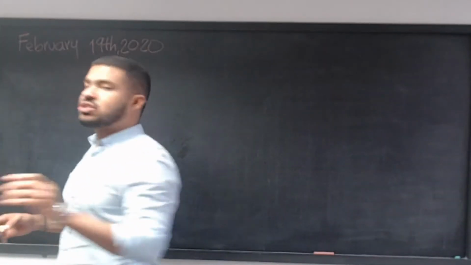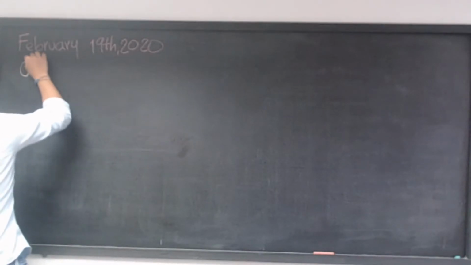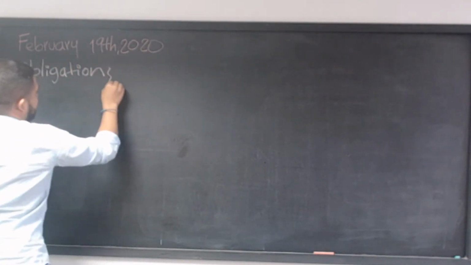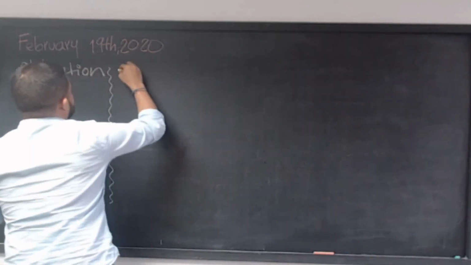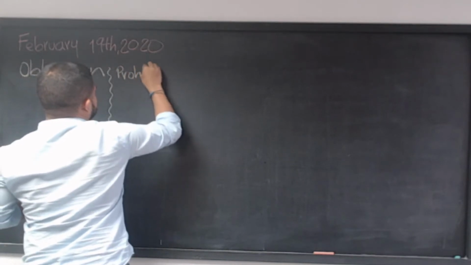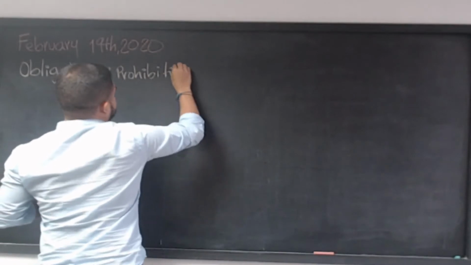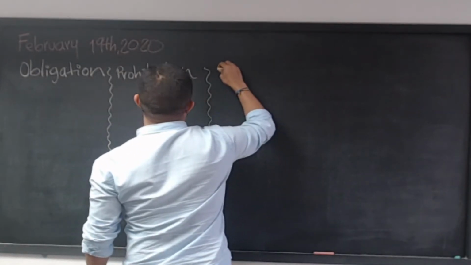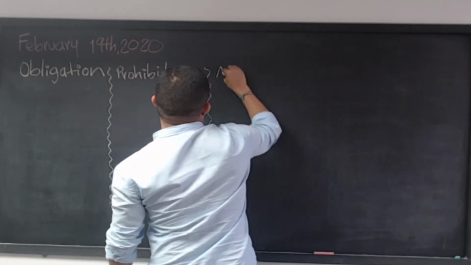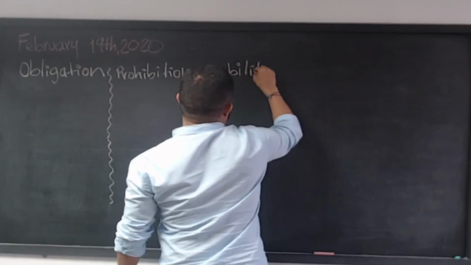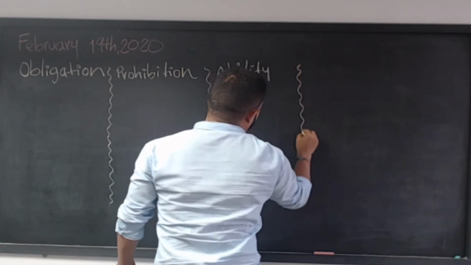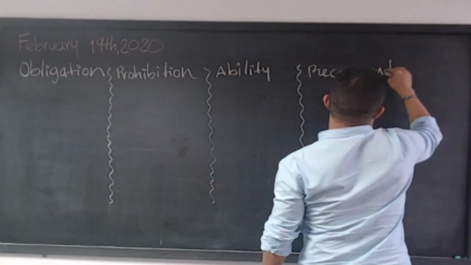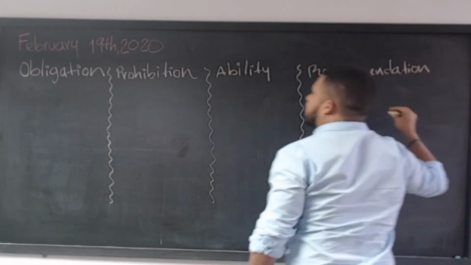And I told you I'm going to teach you some categories in English, and they are obligation, prohibition, ability, and recommendation. Alright?